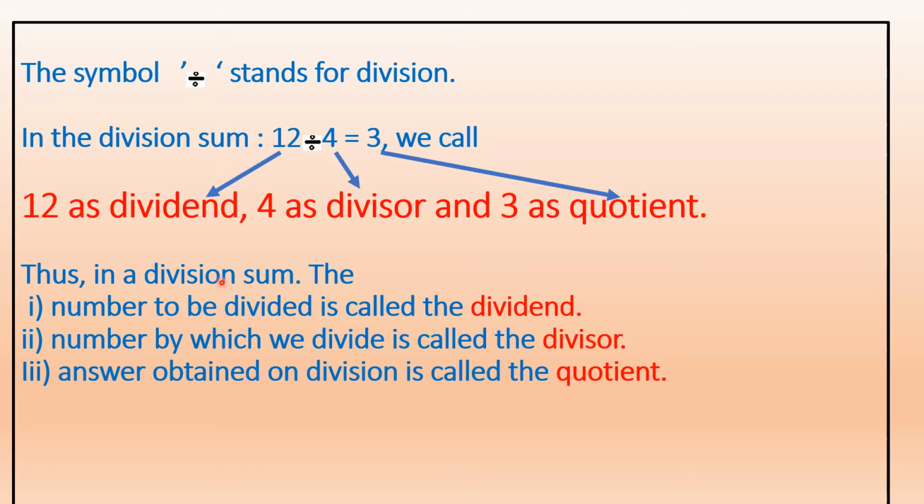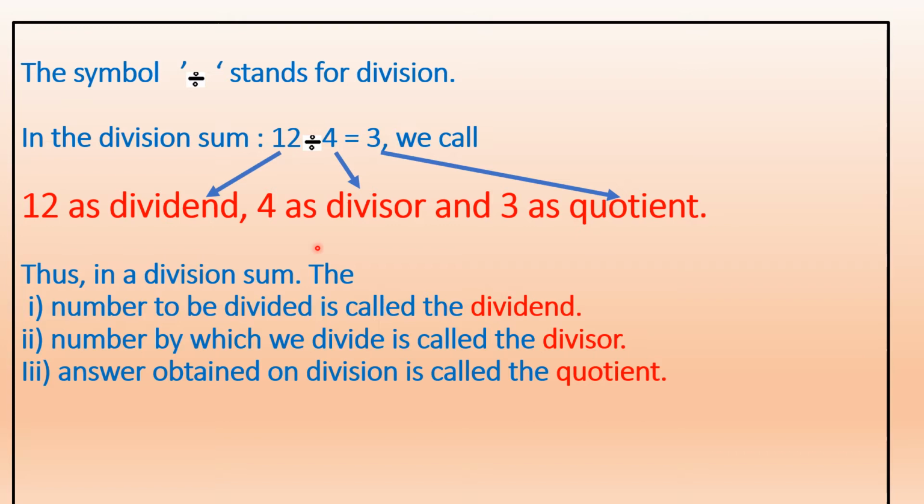Okay. Now children, there are some facts. This symbol stands for division. Okay. In the division sum, suppose 12 divided by 4 equals 3, na. So this 12 we call the dividend. We are dividing by 4. So this 4 is called the divisor. And we are getting the answer 3. So 3 is known as the quotient.